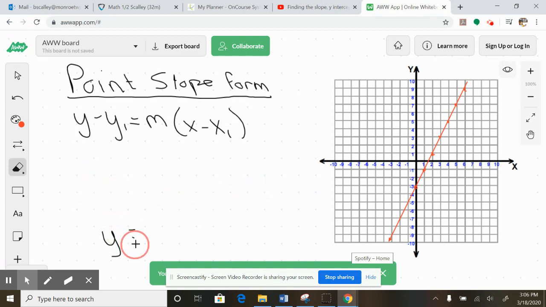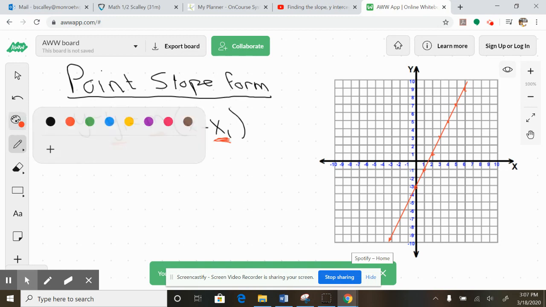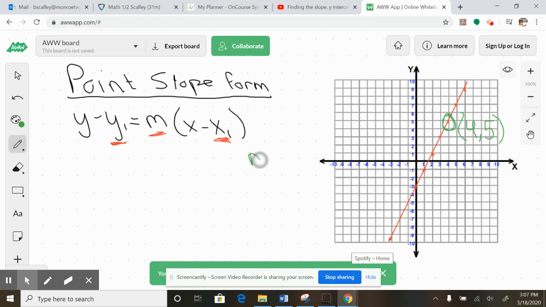So you got to understand what these things mean in point-slope form. The y1 here is just the y-coordinate that you are given. The x1 here is the x-coordinate that you are given. M still means slope. So I'm going to say we're given this point right here. That is (4, 5). So if I know the slope is 2 and I have the point (4, 5), what I can do is plug this into this equation.